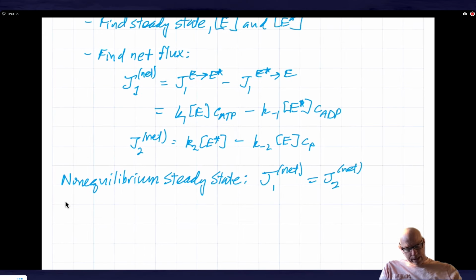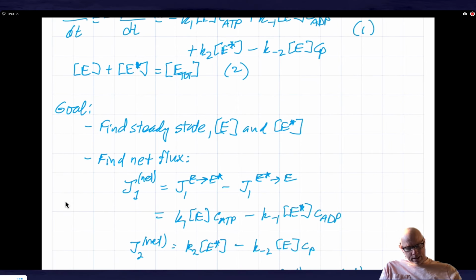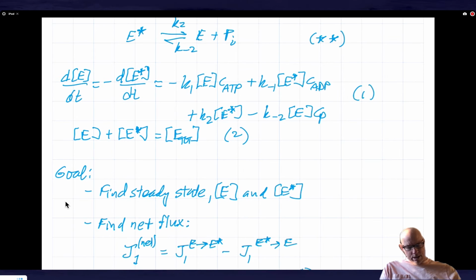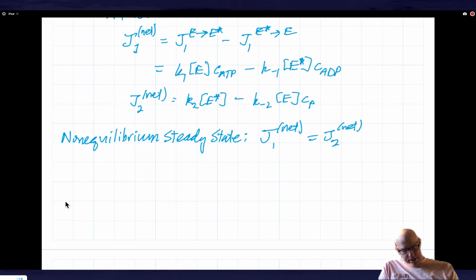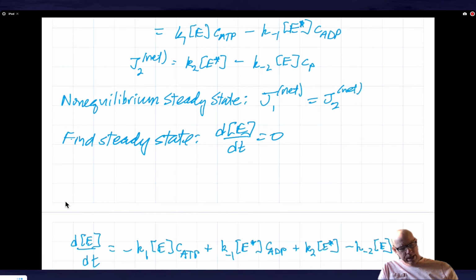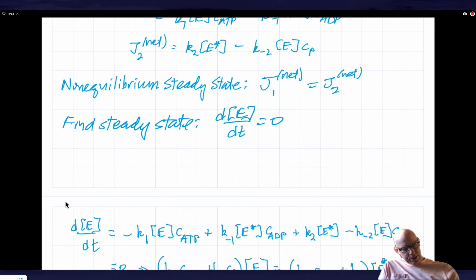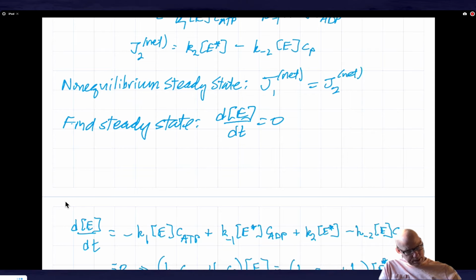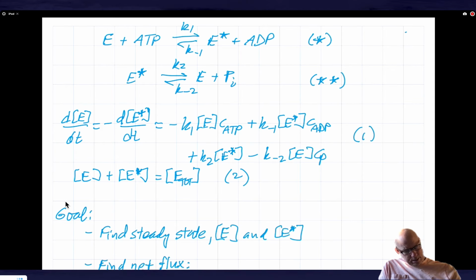So I said that our goal is to find the steady state values of E and E star. Let's take a look at what I mean by that. So find steady state. Steady state means that dE by dt equals 0. And I can rewrite that condition as follows.